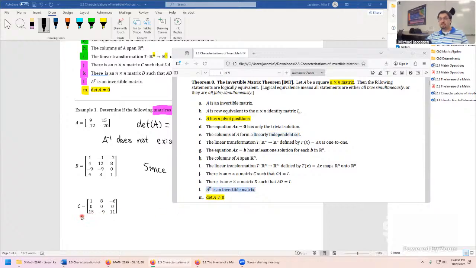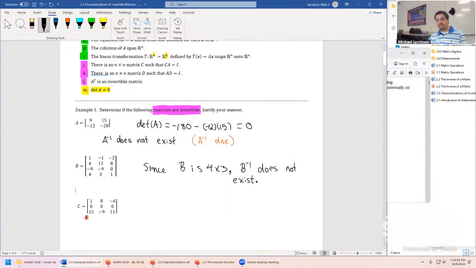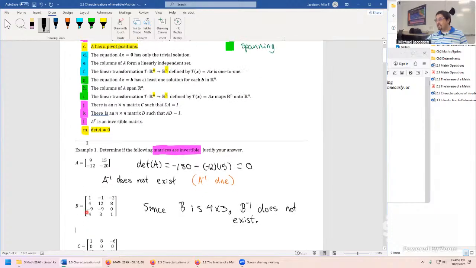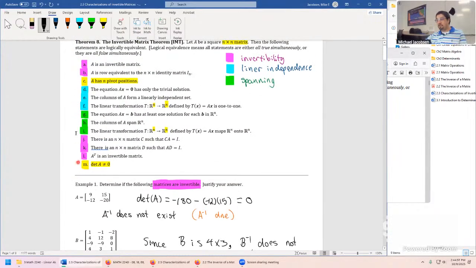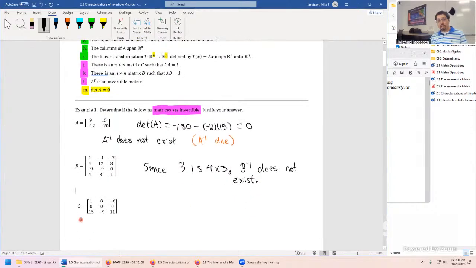Or you could relate this to columns. Just take the transpose of this matrix, C transpose. Now you have a zeroed out column. The columns would be linearly dependent. And that would mean C transpose is not an invertible matrix, which relates back to C as well. So there's a lot of different ways you can argue with this. There is A through M different approaches to look into this one. But the giveaway on this one is, I'd say the pivots. We can say here, C is 3x3.